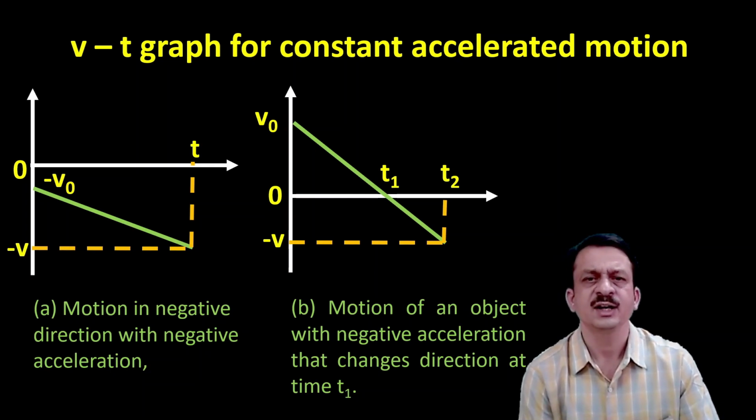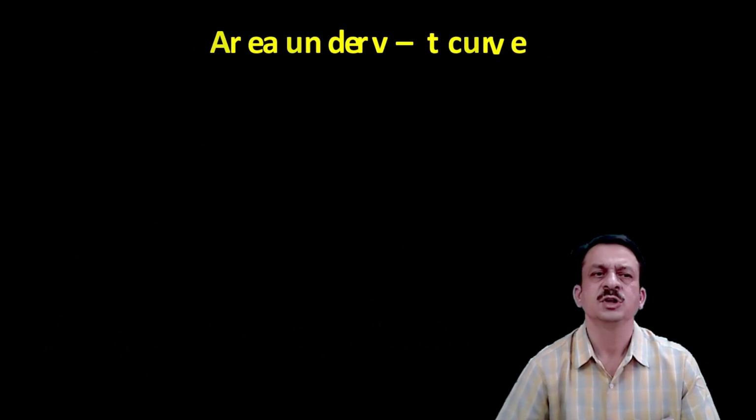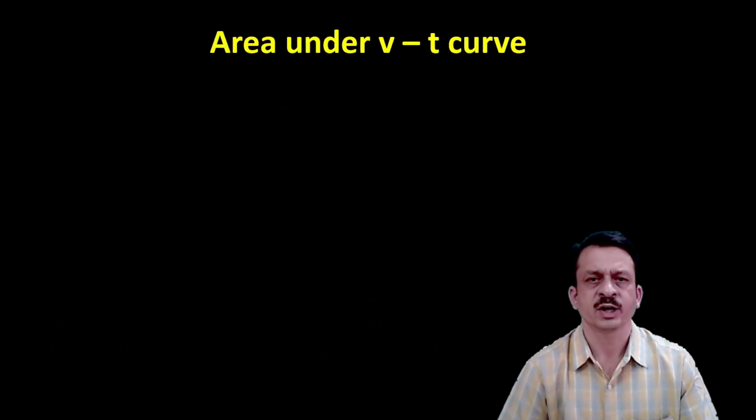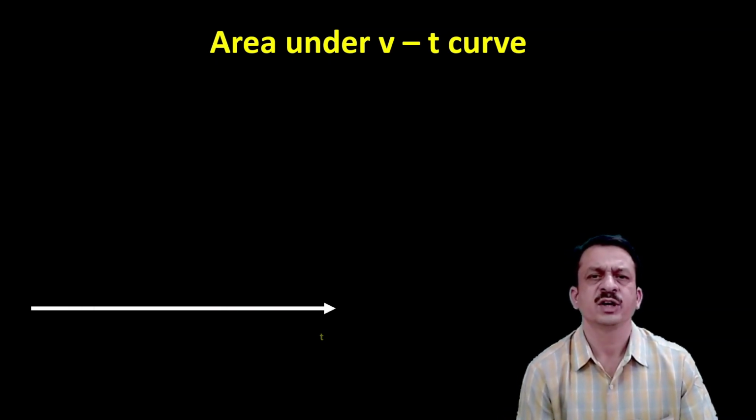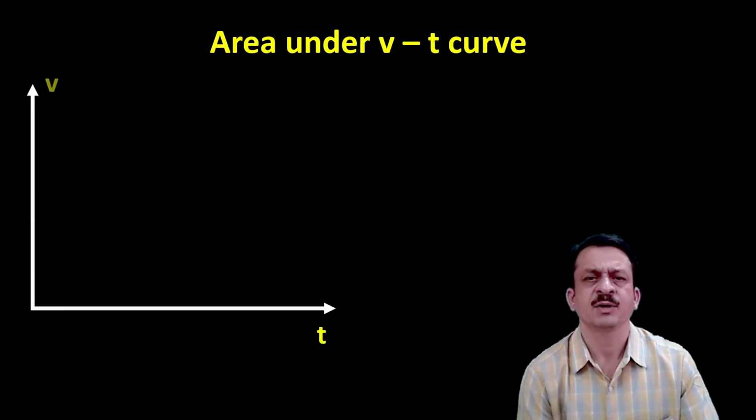Now that is regarding the Vt graph for constant accelerated motion. Now we have one more important concept, that is the area under the Vt curve. Now what is a Vt curve? A curve plotted by taking velocity along the y-axis and time along the x-axis, as we said. Here we are taking time along the x-axis and velocity along the y-axis. Now we will plot a graph.